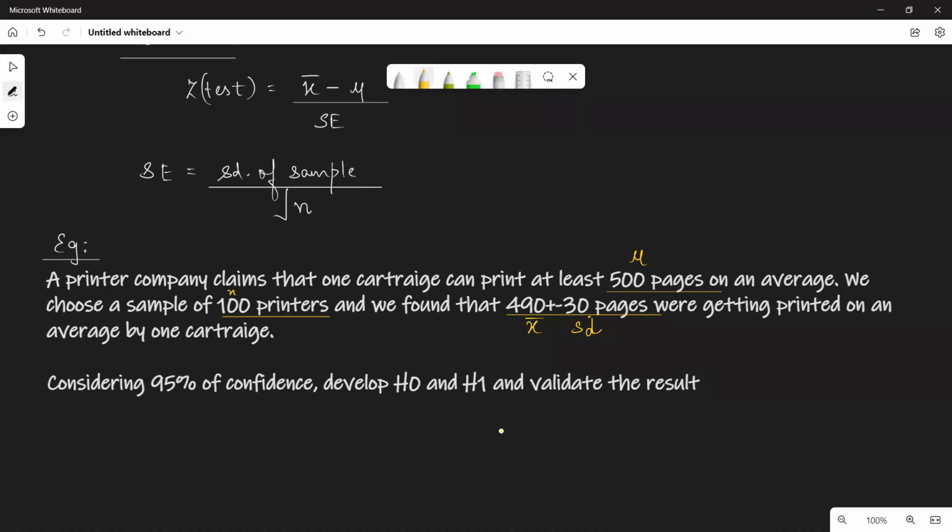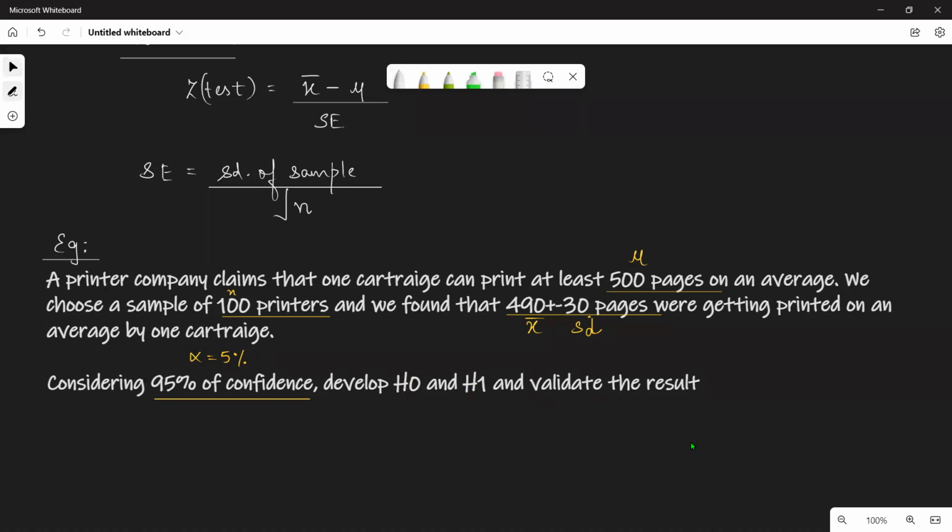And then here, what do we find? 95% confidence we have. That means alpha will be how much? 5%. Yes, alpha will be 5%. We have to develop H0, H1, and then we have to validate the result. Fine, so let us use this formula and write down the components which are available to us.